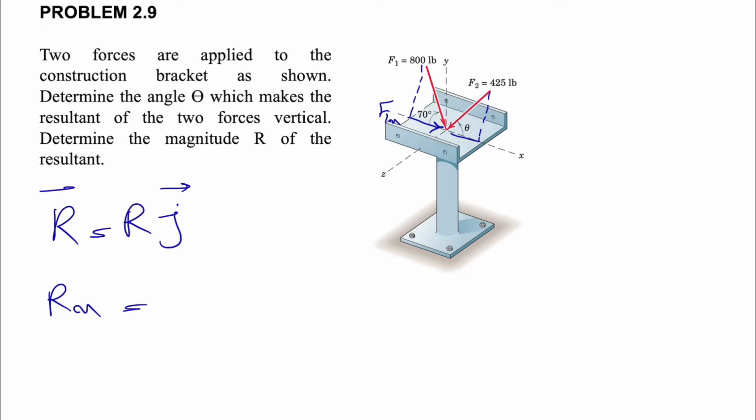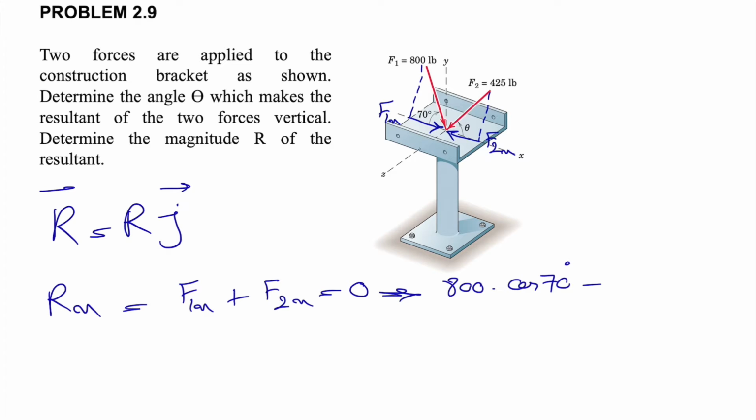So if we look at the two forces that we have in here, we have the x component of F1, let's call it F1x. We also have the x component of F2, let's call it F2x. Let's find each of these two. At the end of the day, we have to have F1x plus F2x equals 0.